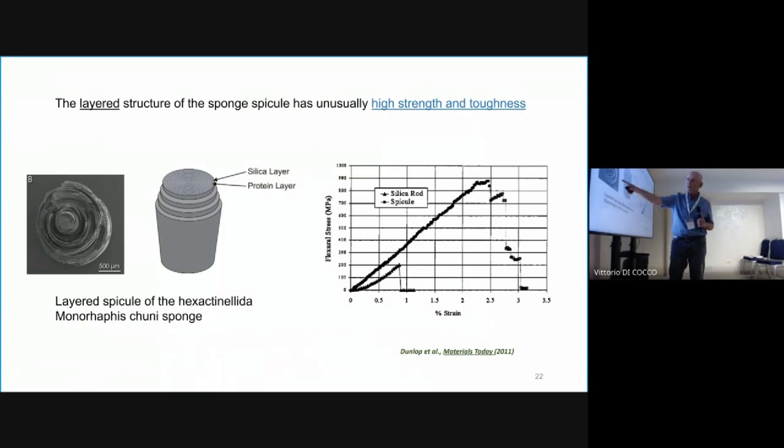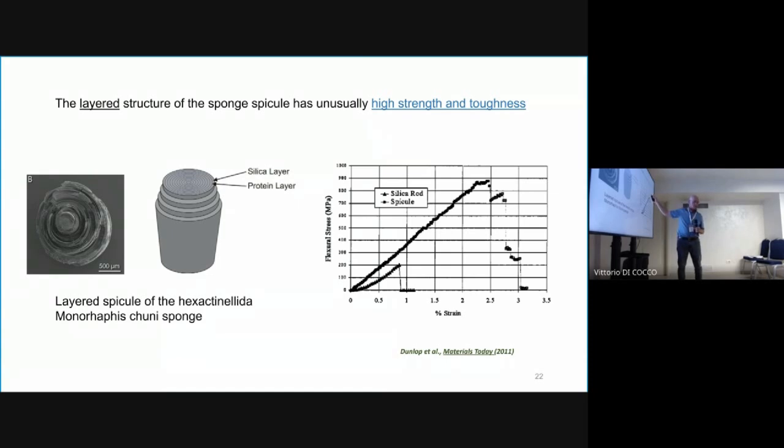This is a cross section. So you see it's clearly layered. We call it, this is the Monorhaphis chuni sponge. And these are silica layers, and in between there is a protein layer, okay, which is very different structurally. And this is an incredible material. It's silica, it's glass, window glass. Window glass is here. This material is here.